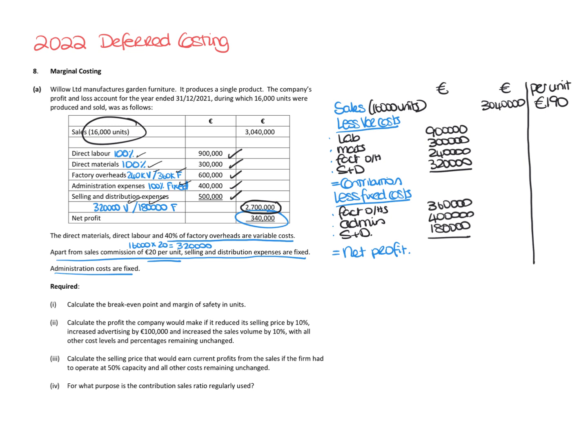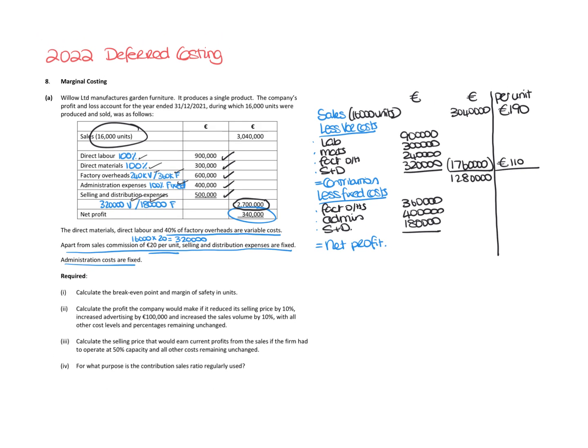When I add 900,000, 300,000, 240,000, 320,000, I get 1,760,000. When I take the variable costs away, that's going to give me a contribution of 1,280,000. Now to get the per unit amount, the 1,760,000, that's €110 variable cost per unit.